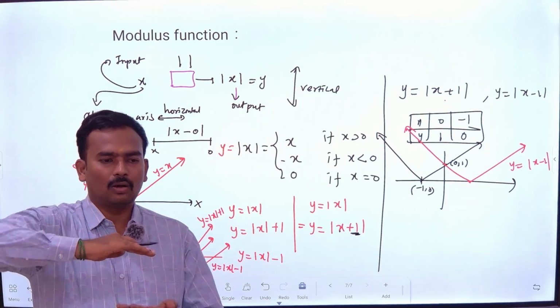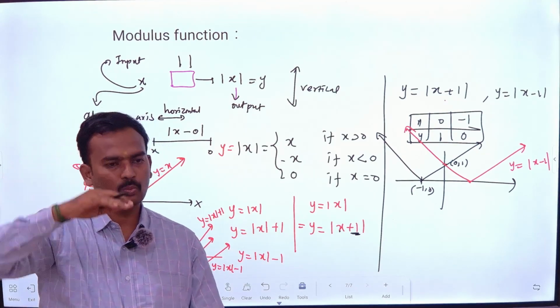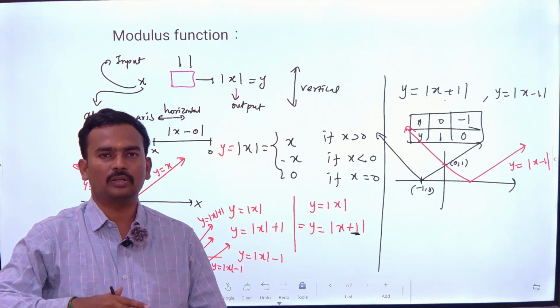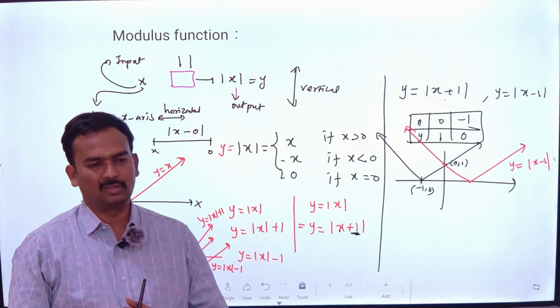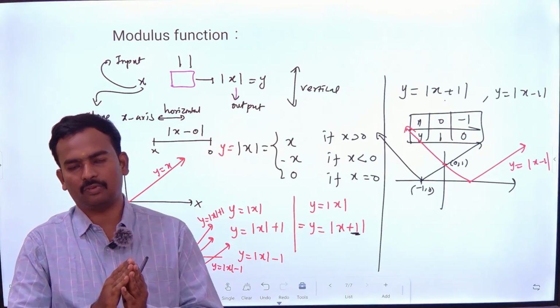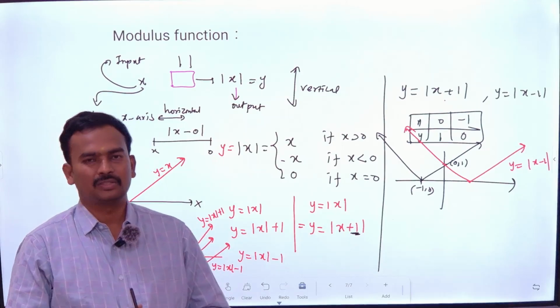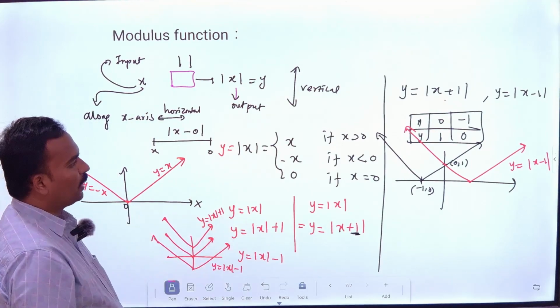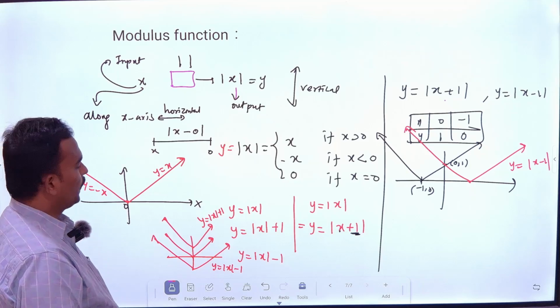One is along the y-axis, one is along the x-axis. Along the y-axis means you shift up or down. Along the x-axis means you shift right or left. You know, there are four ways we can shift the graph, right?